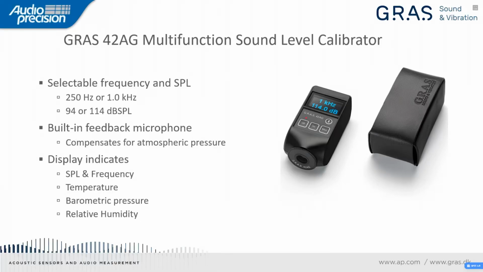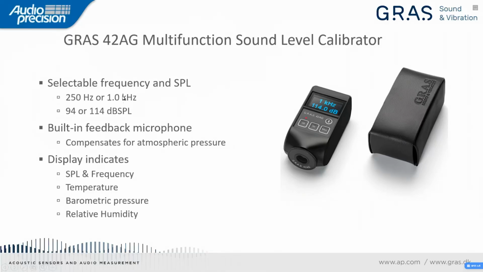Now this 42AG from Grass is a very nice calibrator. It's one of the nicest I've ever used. It has 2 frequencies. Importantly, it works at 250 Hertz, which is necessary for ear simulators. And it also can generate a sine signal at 1 kilohertz. So that's a nice feature, as is the dual sound levels. It can generate 94 dBSPL, which is 1 Pascal, or 114 dBSPL, which is 10 Pascals.